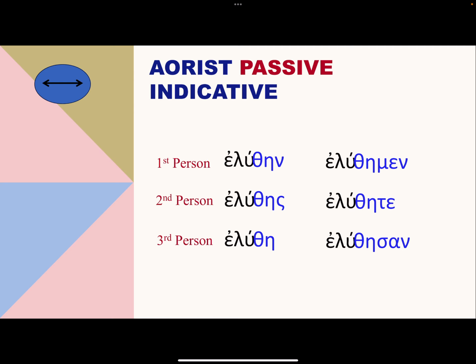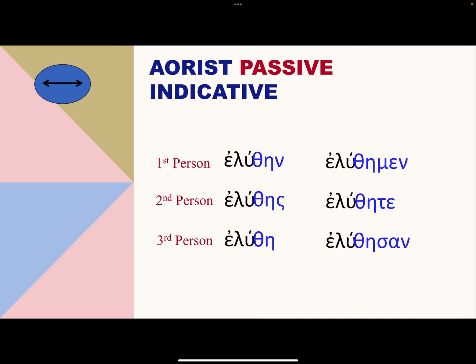So this is what it looks like when the aorist passive declines. It goes eleuthēn, I was loosed. Eleuthēs, you were loosed. Eleuthē, he, she, or it was loosed. Eleuthēmen, we were loosed. Eleuthēte, y'all were loosed. Eleuthēsan, they were loosed. Now you'll notice here that you've got this theta eta.